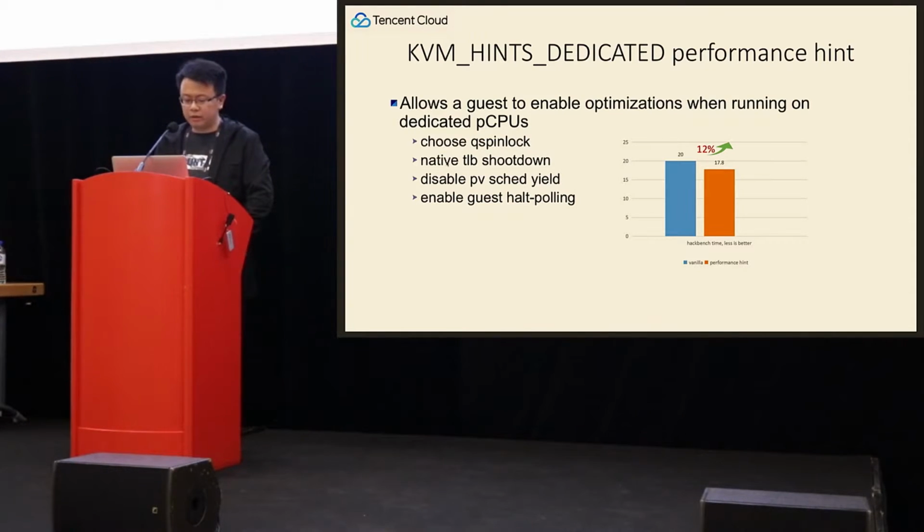Next, the guest can choose native TLB shootdown instead of paravirt TLB shootdown. And also we can disable paravirt sched yield. The second one and the third one were introduced by me to optimize the CPU overcommit scenarios, so we don't need them in dedicated scenarios. The fourth one is that we can enable guest halt-polling in this case. I will introduce this later.